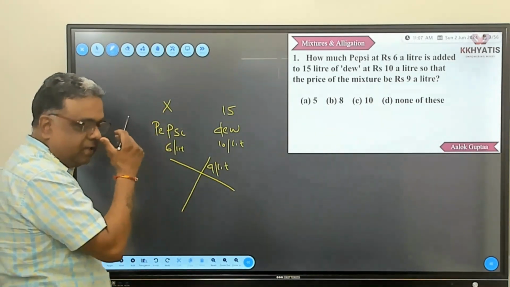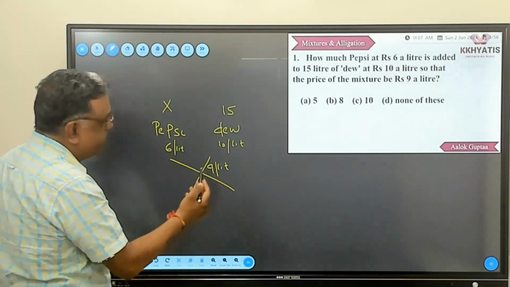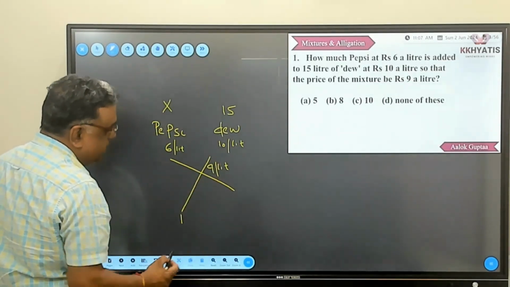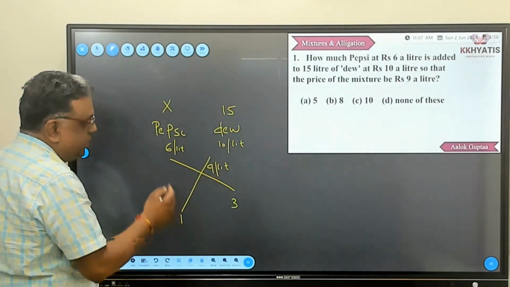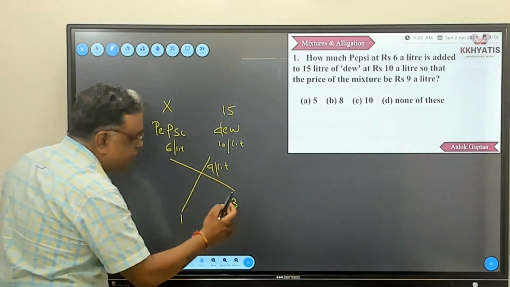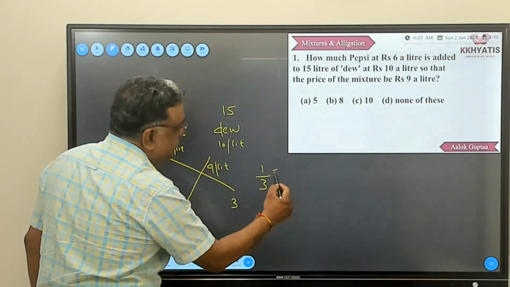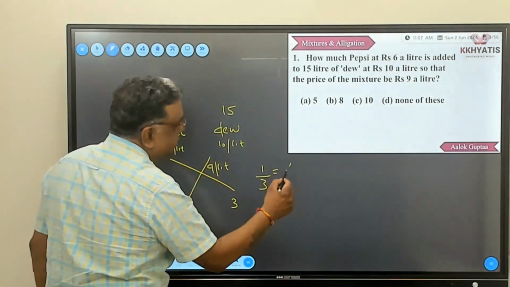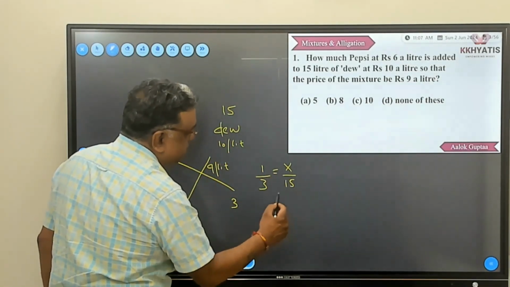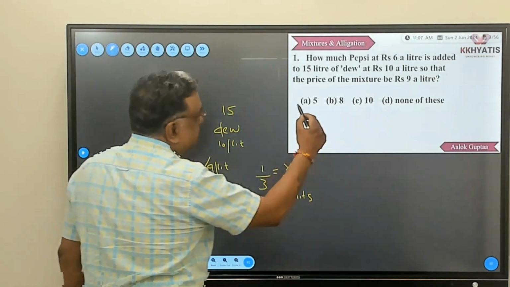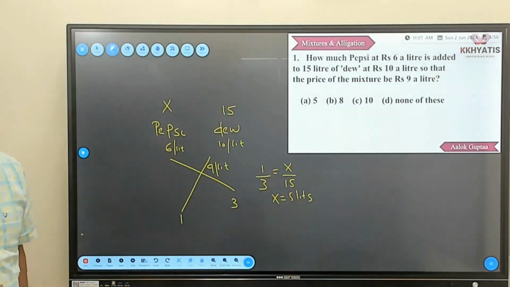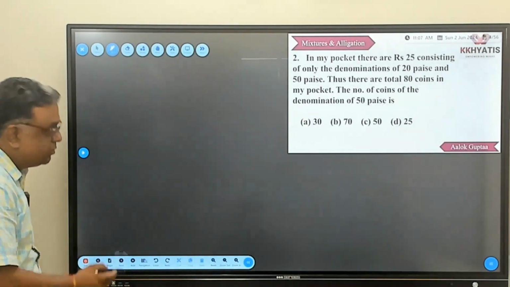So I will apply the rule of alligation. 10 minus 9 is 1 and 9 minus 6 is 3. So the ratio of the differences of the rates is 1 upon 3, which equals the ratio of the quantities, x upon 15. So x should be 5 liters. This is the answer. Absolutely clear? Let's go ahead and see the next sum.